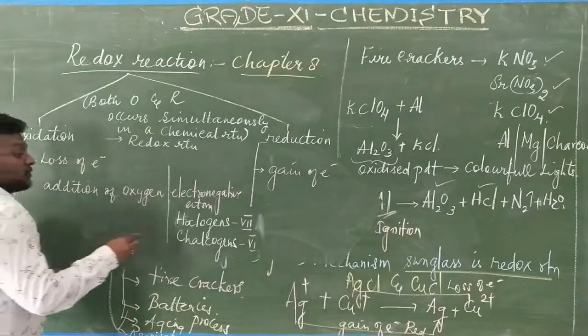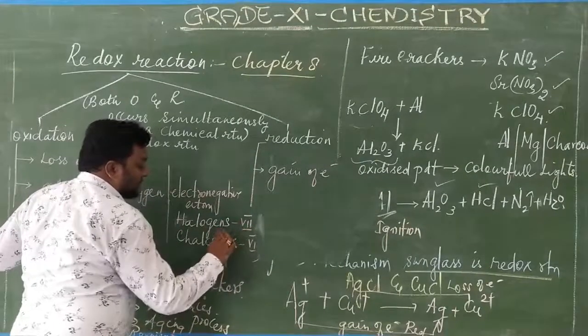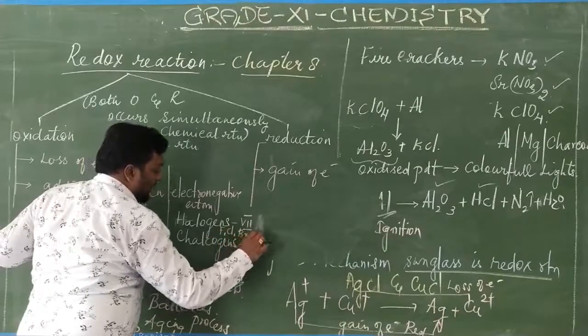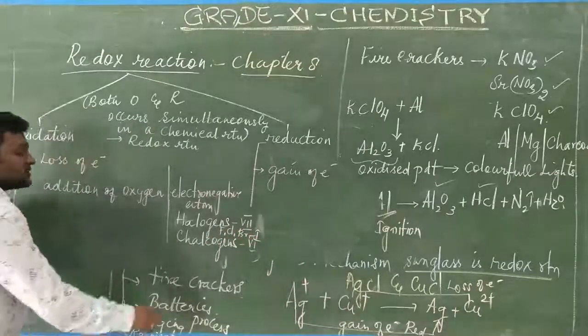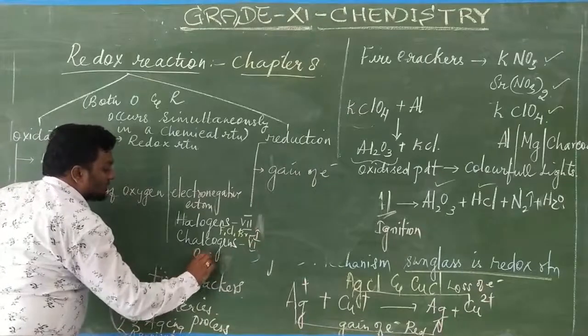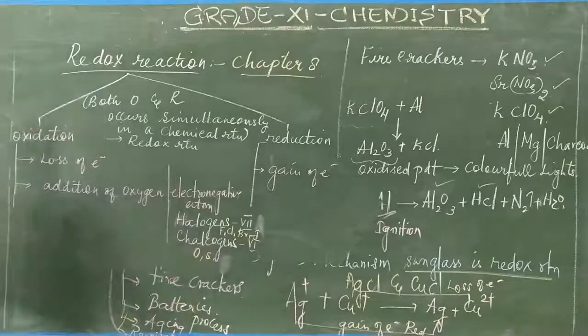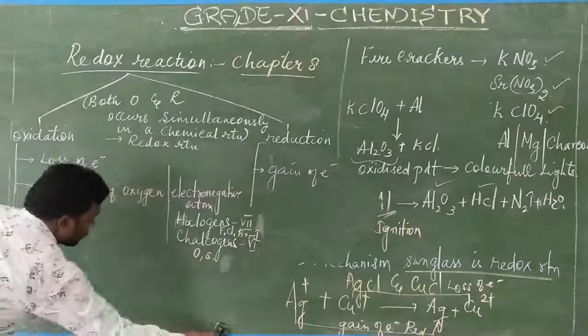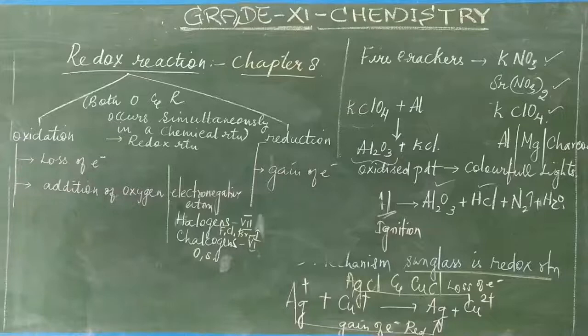Now what are those halogens? For example, fluorine, chlorine, bromine, iodine. And chalcogens are the oxygen family, oxygen, sulfur. Okay, so addition of oxygen, and similarly addition of electronegative elements. Electronegative means they are the acid radical.